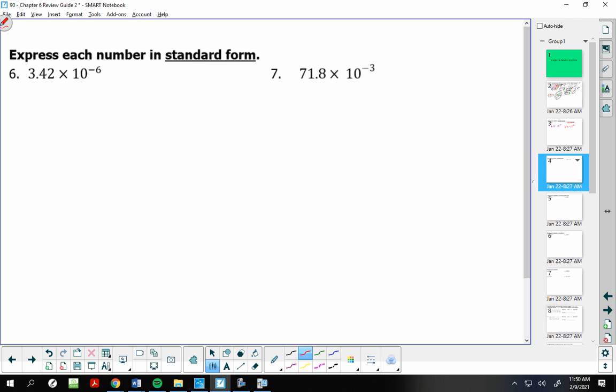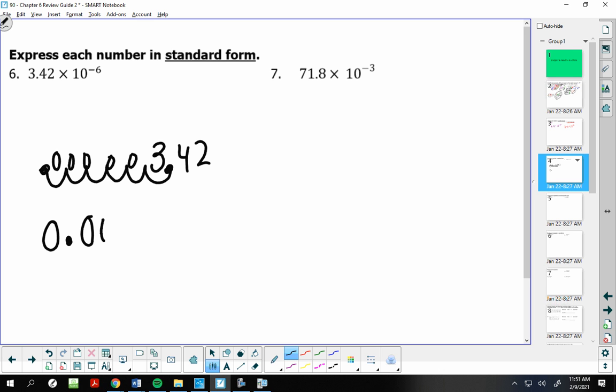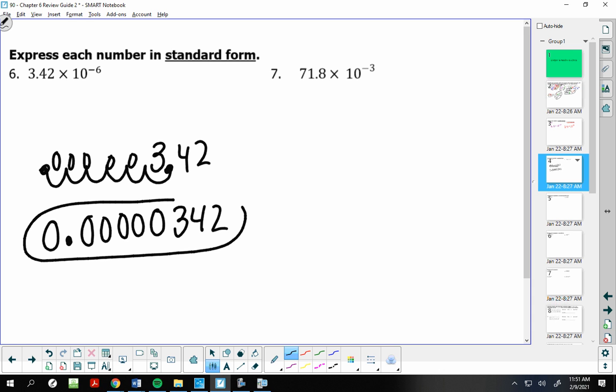Opposite way. Negative means we're going to move to the left. So I'm just going to write 3.42 here. We're going to move to the left 6 places. 1, 2, 3, 4, 5, 6. Okay, so that's 0.0000342. You don't have to have the 0 in the front, but again, I think it just looks better.